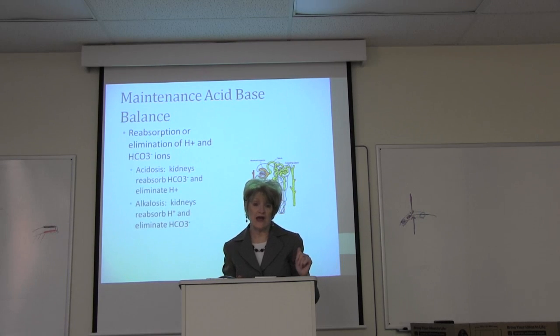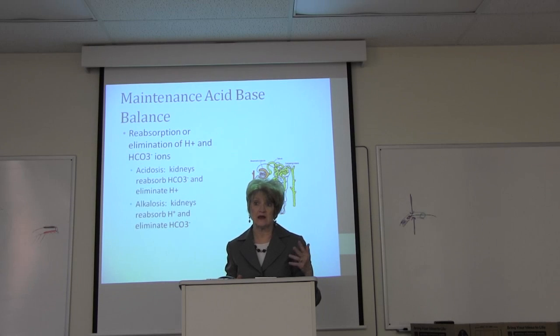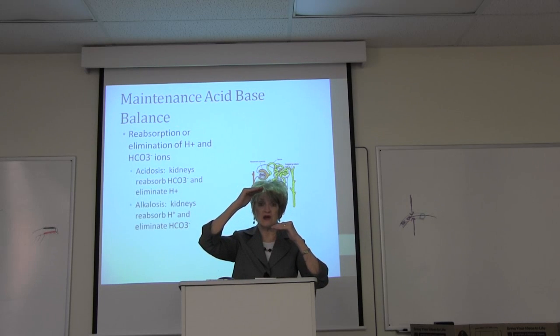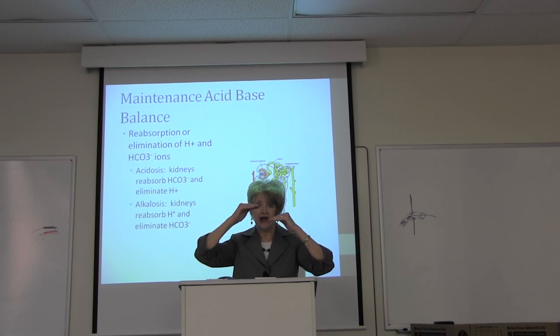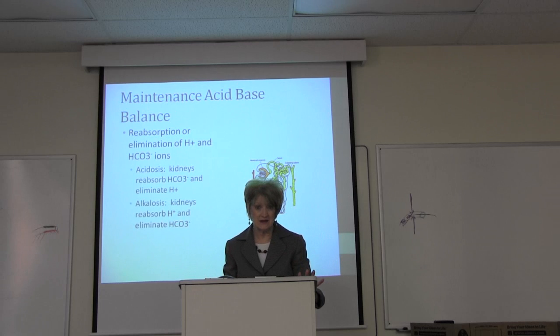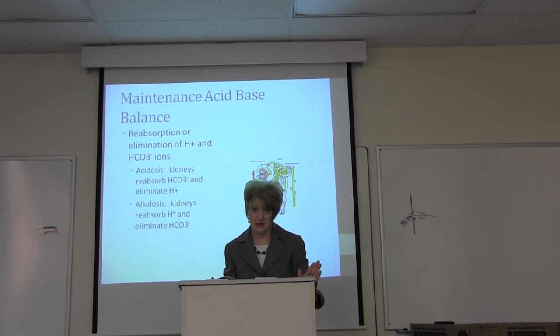If, on the other hand, you had a patient who was in alkalosis, you've got high levels of bicarb and low levels of hydrogen. In that case, the kidneys would dump bicarb and hang on to hydrogen to restore balance. So the kidneys can do what needs to be done to maintain acid-base balance to a large extent. They can help compensate for problems within the acid-base system. I'm not going to ask you that.